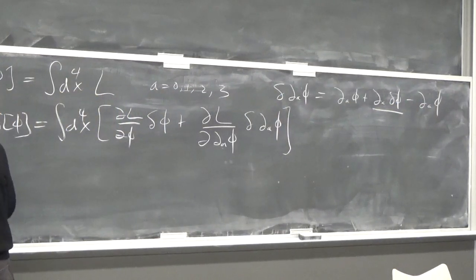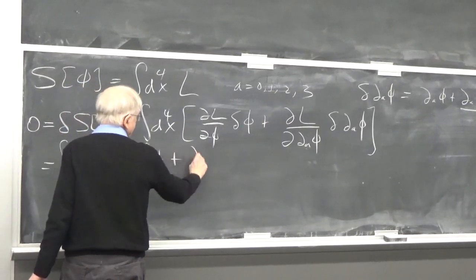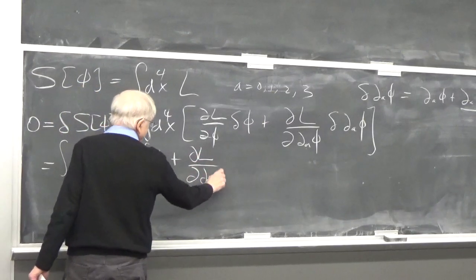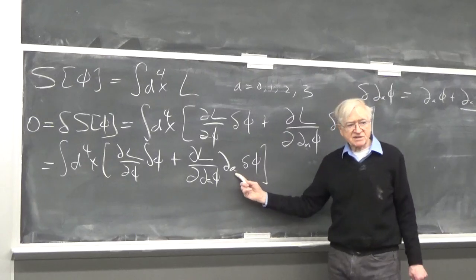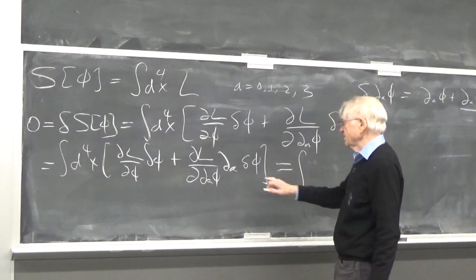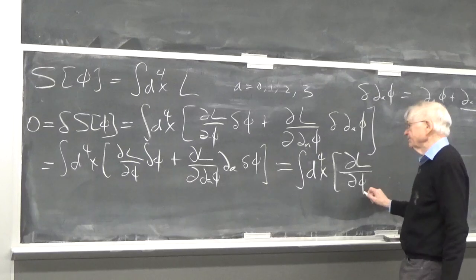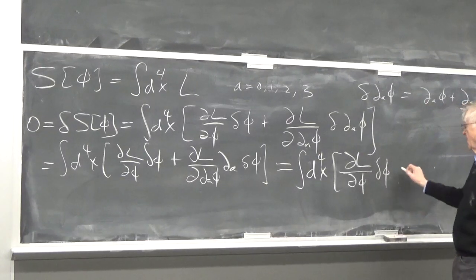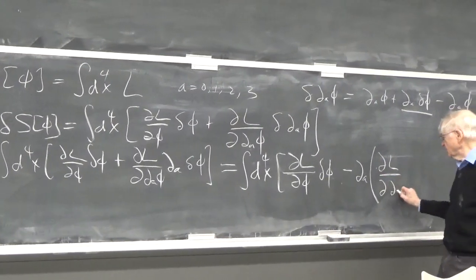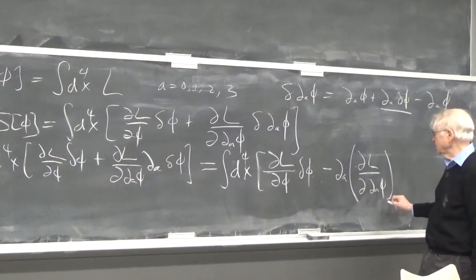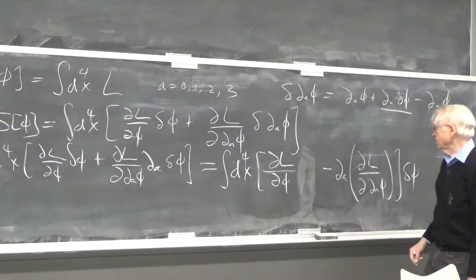So this is equal to the integral d^4x of partial L partial phi times the change in phi, plus partial L partial (∂_A phi) times ∂_A of the change in phi. Now you integrate this by parts and drop the surface term because delta phi is local, and you get the integral d^4x of [partial L partial phi minus ∂_A of the partial of the Lagrange density with respect to ∂_A phi], multiplied by delta phi, so I can factor out the delta phi term.